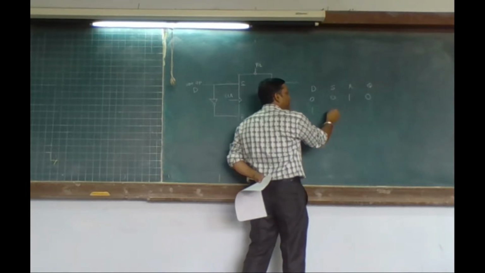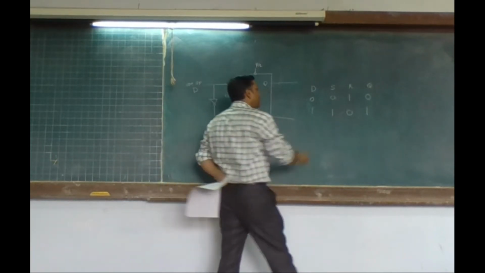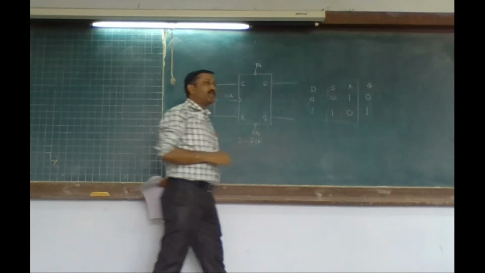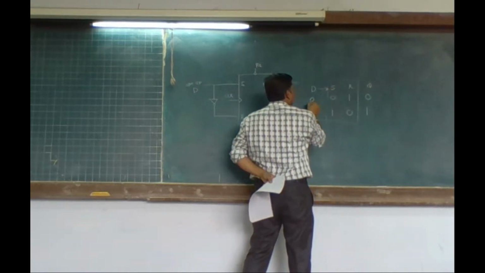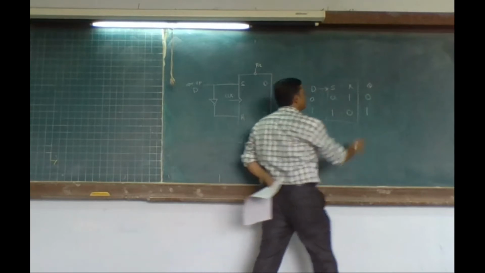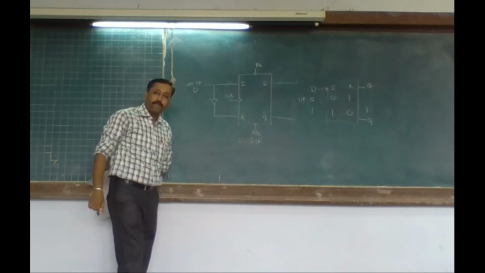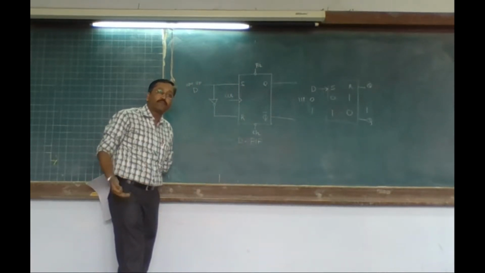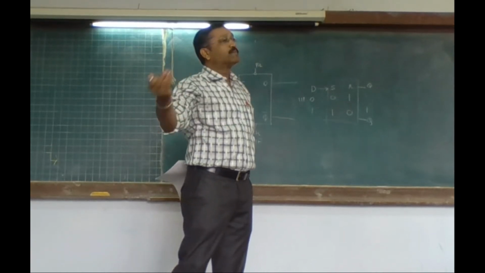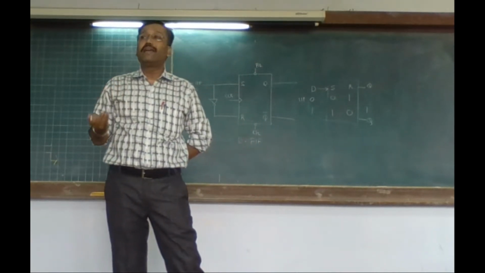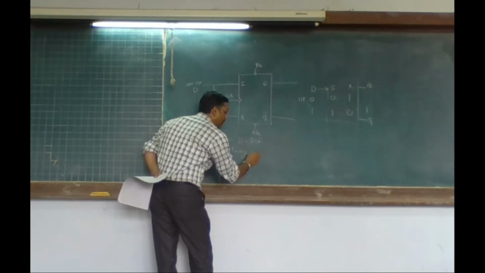Then when D is equal to 1, S and R are 1 and 0. This is your SR flip-flop, from which the D flip-flop is derived. So the inputs will be either 0 or 1, and based on that, your outputs will be Q and Q bar. When the input is 0, the output is 0. When the input is 1, the output is 1. That means the same input which is given is at the output side, but that too after some delay. That is why the D flip-flop is nothing but a delay flip-flop.